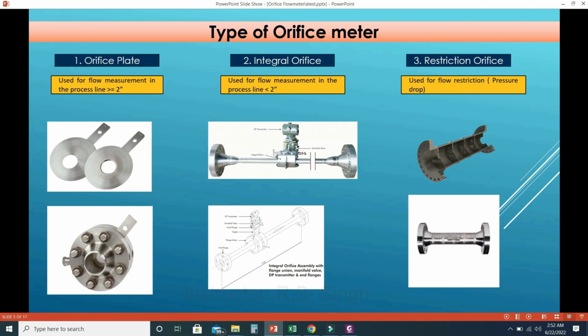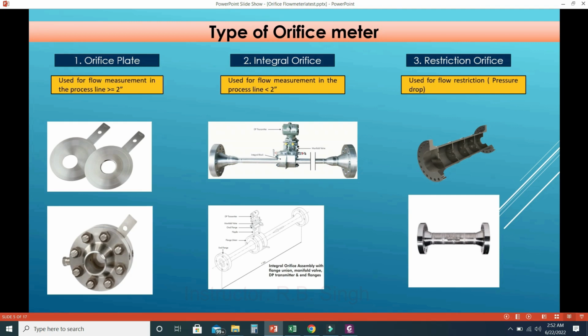So this is the thumb rule. If the pipe size is more than 2 inch, we have to use the orifice plate assembly, and if it is less than 2 inch, then we can use the integral orifice. Sometimes we do not need to measure the flow, we just need to restrict the flow because we want to drop our pressure. We want to kill our pipe pressure. So in that case we can use the restriction orifice.